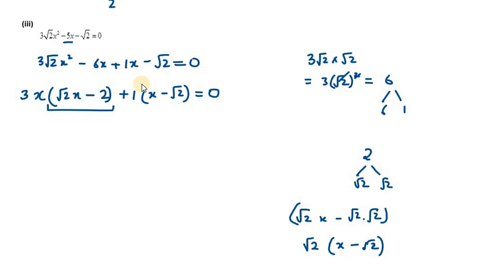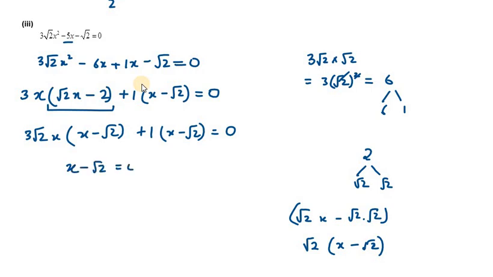So here we are. Again, what we can take common from the first term is √2. So we have 3√2x, and we are left with (x − √2) plus 1(x − √2) equals 0. So we get (x − √2)(3√2x + 1) equals 0. We get the first term as x equals √2 and the second term as x equals −1 over 3√2. So these are my two roots.